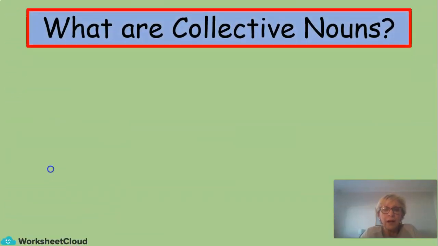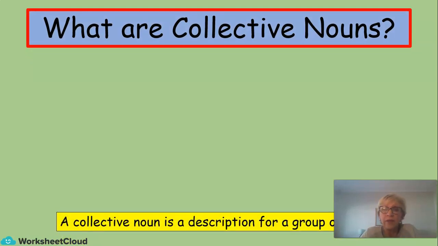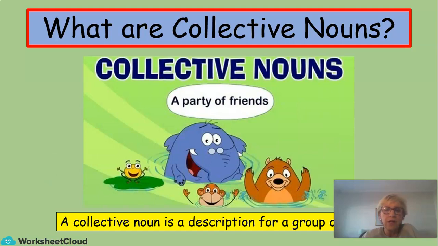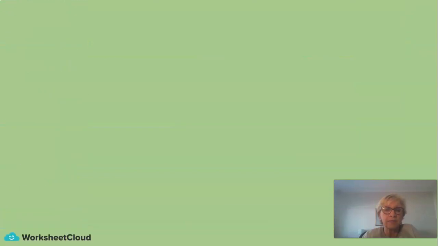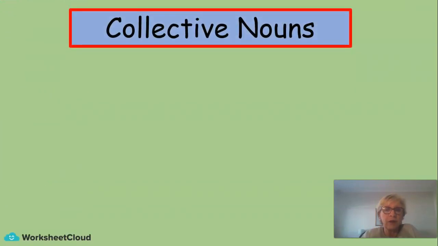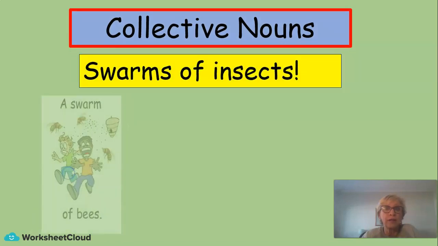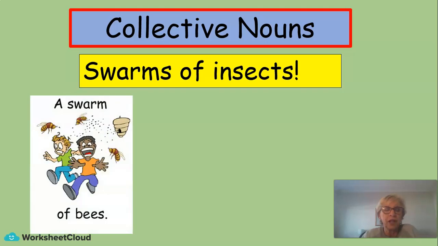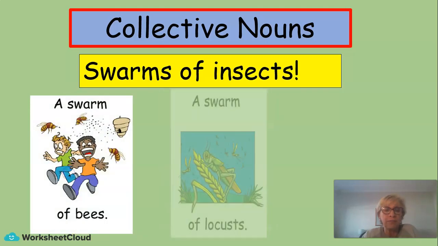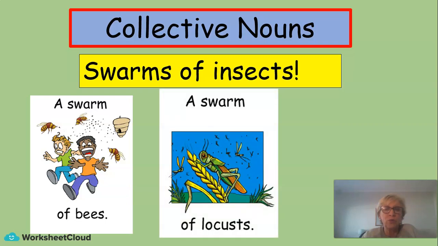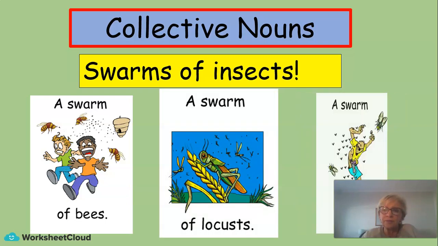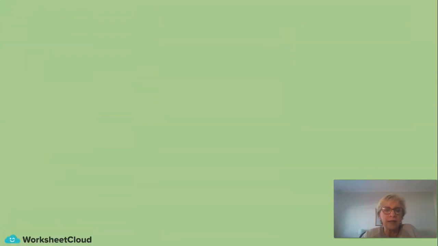What are collective nouns? Well, that's a group or a collection of things. The word collective tells you a little bit about what a collective noun is. So it describes a group of things such as a party of friends. Let's look at a few groups of collective nouns, such as swarms of insects. A swarm of bees, that's quite scary. A swarm or a whole lot of locusts. And a swarm of flies.